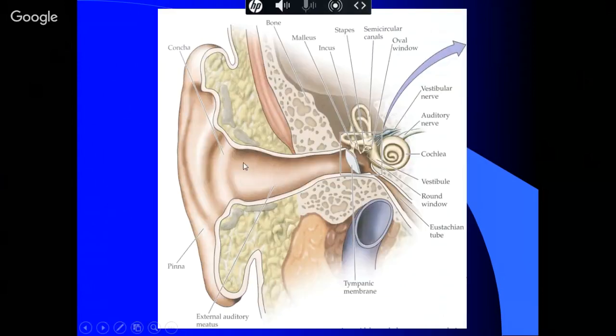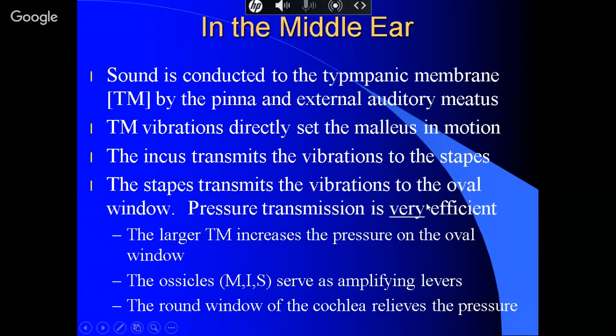Picture of the inner ear. This is the concha, this is the pinna. Here's your external auditory meatus. And we're going to get into this in a second. It's the tympanic membrane and all the other systems that you know, and I know that you know this. In the middle ear, sound is conducted to the tympanic membrane by the pinna and the external auditory meatus, that then vibrates. It sets the hammer, the malleus, in motion, and then the incus, the anvil, and transmits the vibration to the stirrup or stapes. And then the stapes transmits that vibration to the oval window.